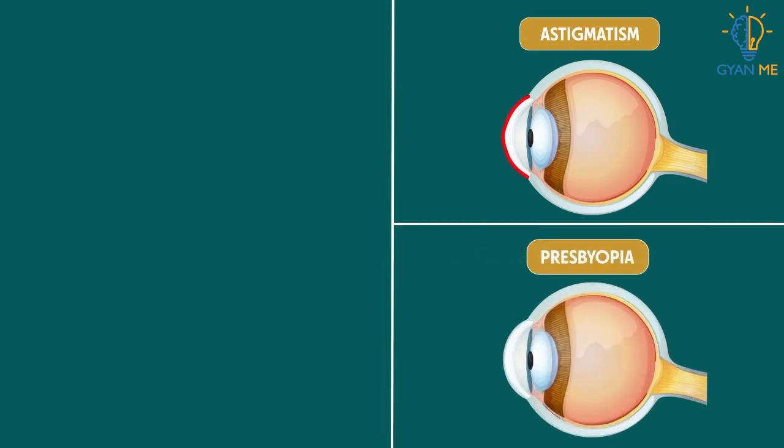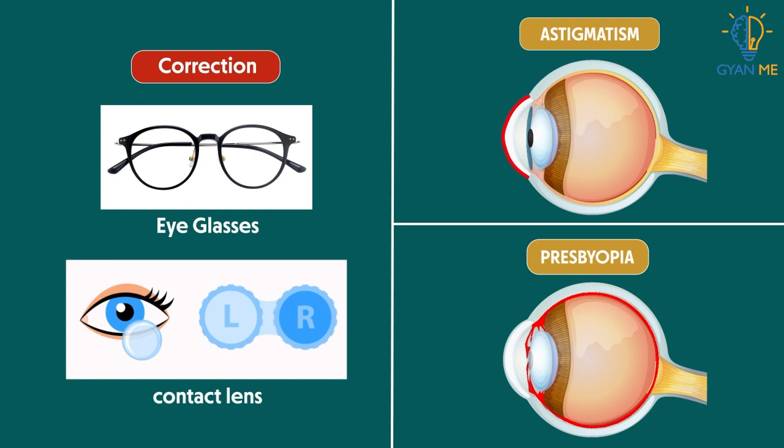So what we have seen is presbyopia and astigmatism and their correction. We will see you in other videos with some other interesting concepts.